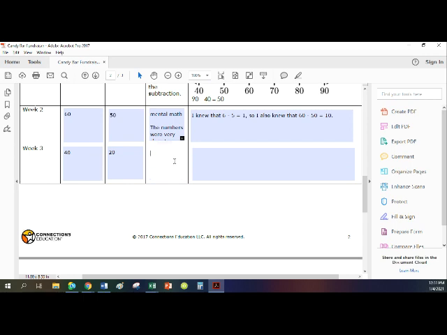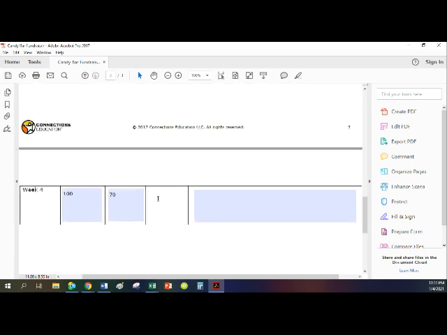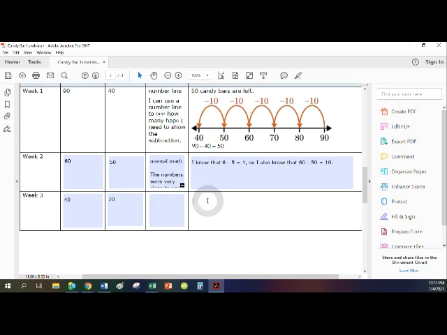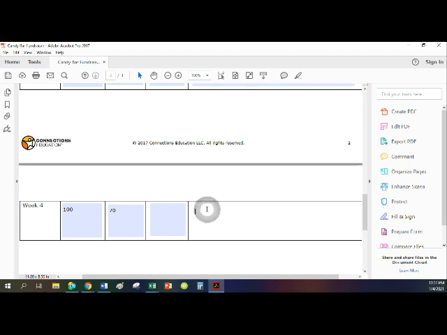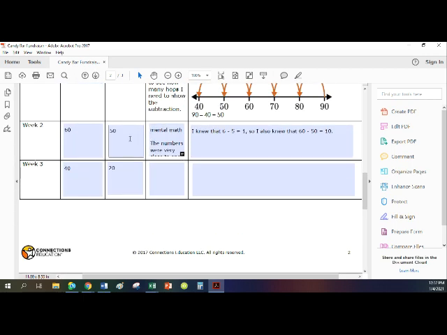It could be a 100 chart. It could be those 10 rods and unit cubes. And I want to tell my teacher why I chose that and then show an example of how I did it over here in this box. So make sure you fill out week 3, week 4. Week 2 doesn't have to be the same as mine. Remember, you can do whatever you would like, your own numbers, your own strategy.